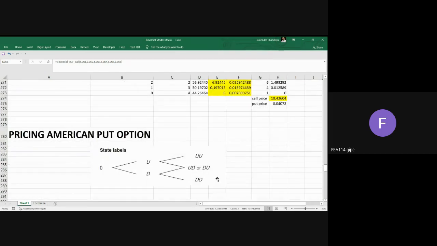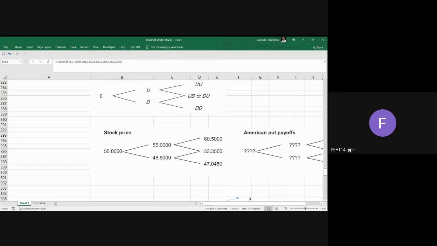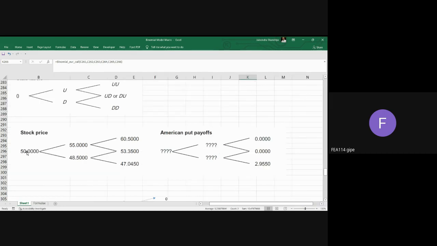So for example, here, if the stock goes up, it becomes U. If it goes double up, it becomes U and U. If it goes up and goes down, it becomes UD. If it goes down and goes up, it becomes DU or UD. If it goes down and down, it becomes DD. So this is the situation. Now taking this to the lattice, 50 becomes 55 and 48.5, which is what you saw. And then in the further up state, it becomes 60.50, 53.50, and 47.0450.